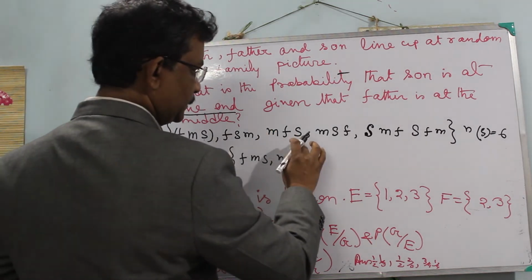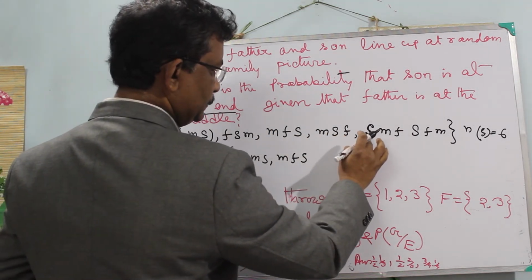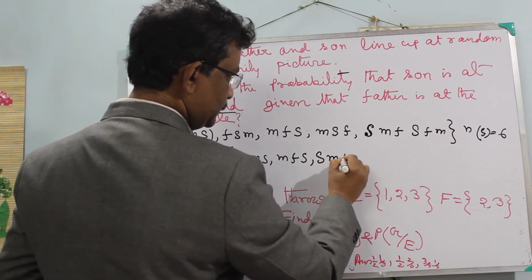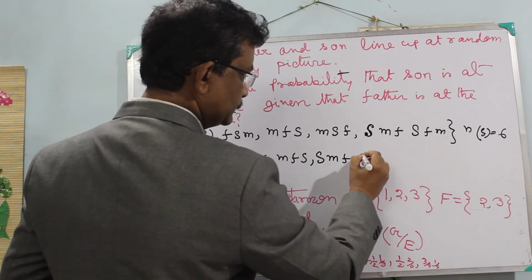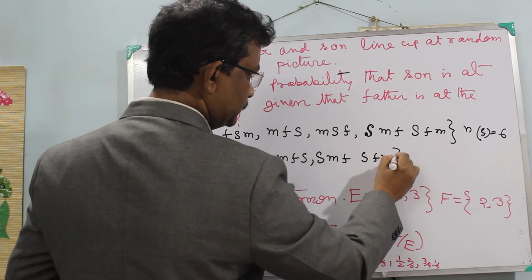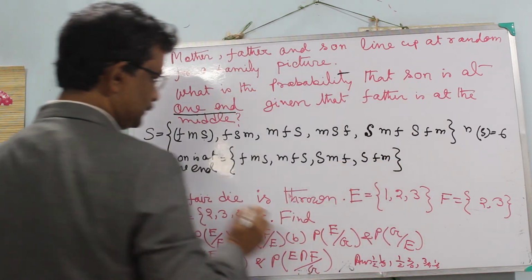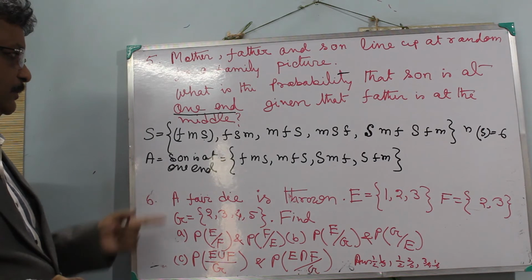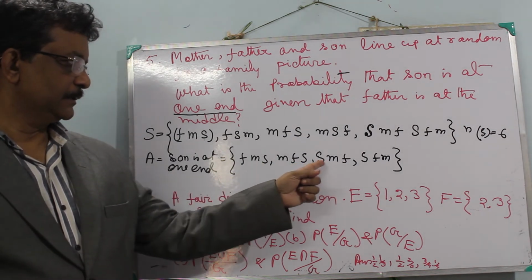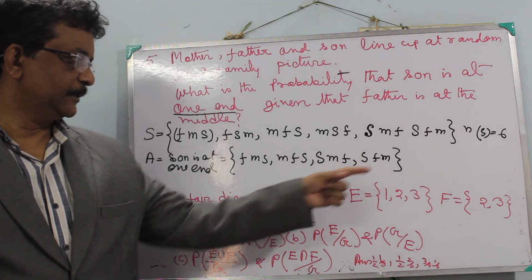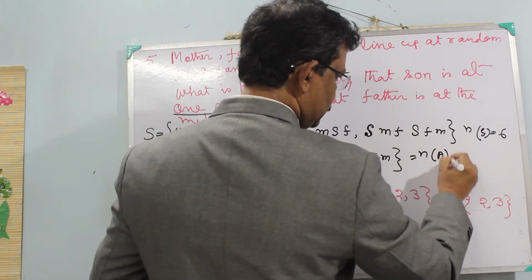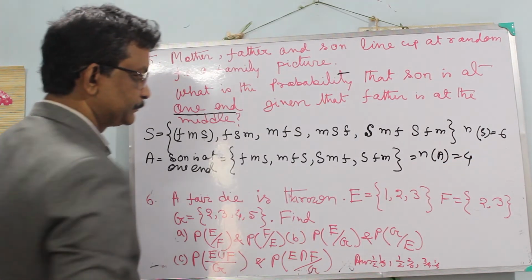Sun is at one end. Sun is at this end: Son, Mother, Father; Son, Father. These are the elements when Son is at one end. Sun at this end and left hand. So there are n equal to 4 such cases.